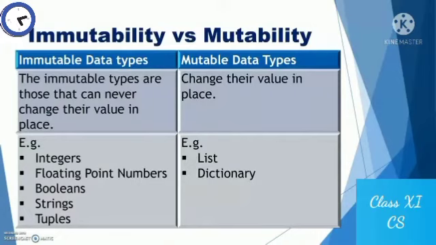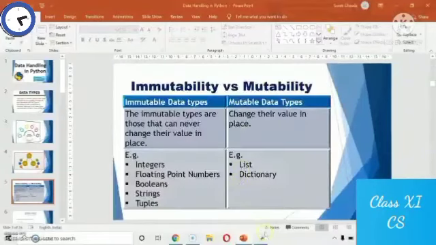These are examples of immutable data types, whereas mutable data types can change their value in place. Examples of mutable data types include list and dictionary. In list and dictionary, the value can be changed in place. Those data types are called mutable data types.